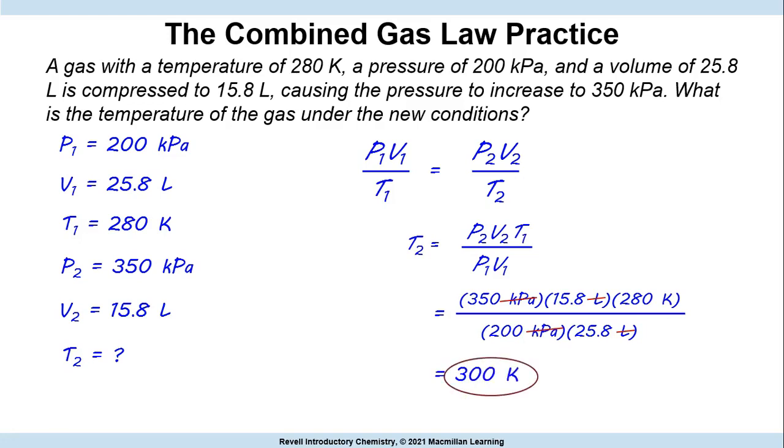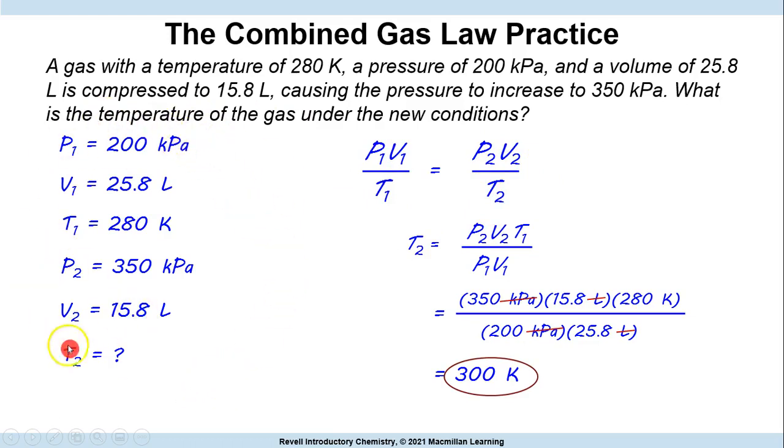Now, let me give you a little trick here. How do you know when to use the combined gas law, or when to use Boyle's law, or when to use Charles's law? For the combined gas law, if you have to use it, you will always be given 5 of the 6 values here. We have P1 V1 over T1 is equal to P2 V2 over T2. So you will always be given 5 of them.